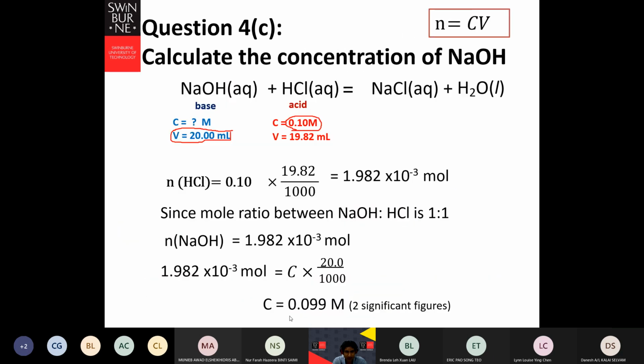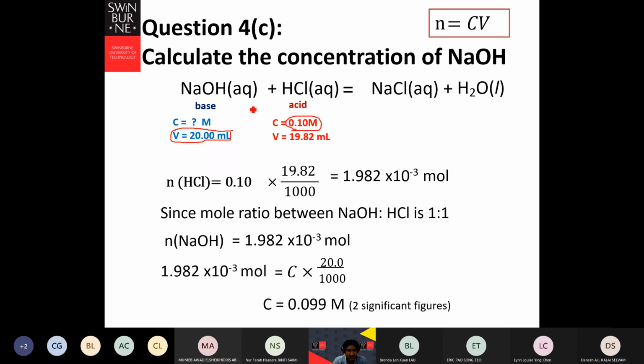So now we know many things, right? We know the V1, we know the C2, that is the HCl concentration and the volume of HCl. Now we have to know the stoichiometry. At the beginning we started with the stoichiometry, right? Stoichiometry we have to understand, otherwise we will not be able to proceed.